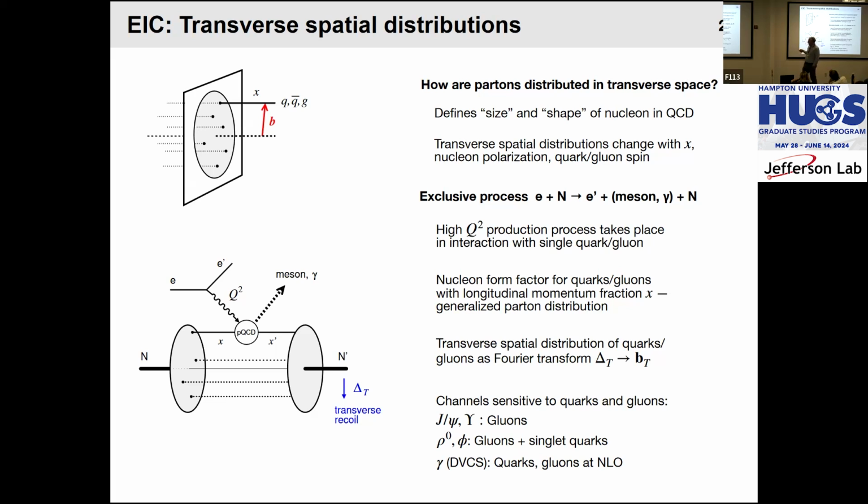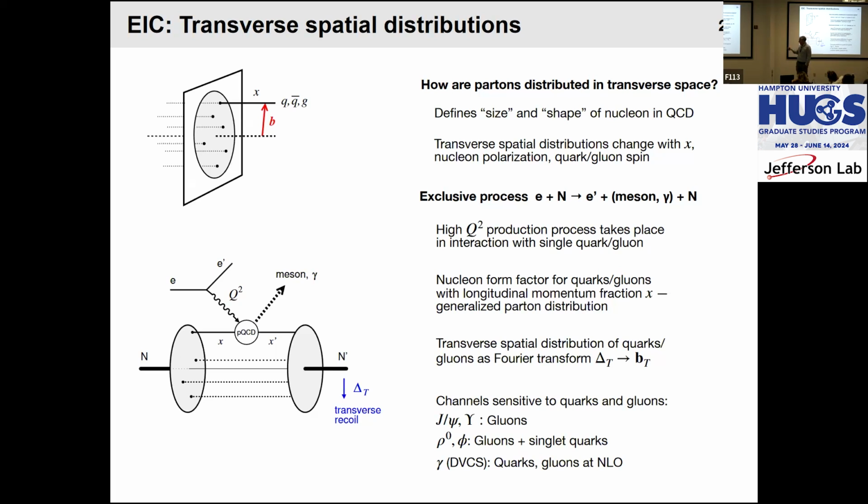And essentially what we're measuring is something like the form factor of partons with given longitudinal momentum x in the nucleon. Just like the electromagnetic form factors measure the transverse distribution of charge and magnetization, now we're measuring the transverse distribution of partons with a given x in the nucleon. And by taking the Fourier transform of this measured momentum transfer dependence, we can get the parton densities as a function of the impact parameter.